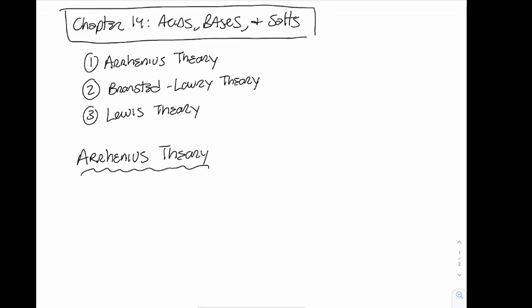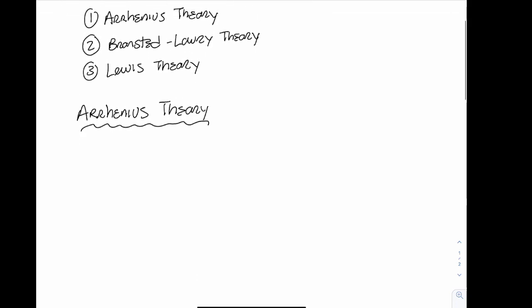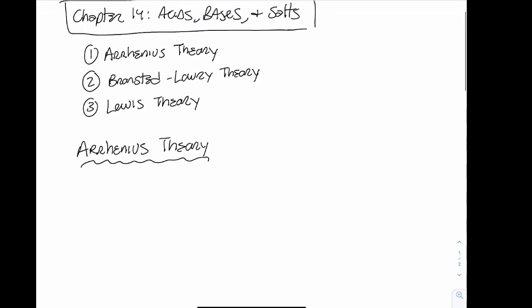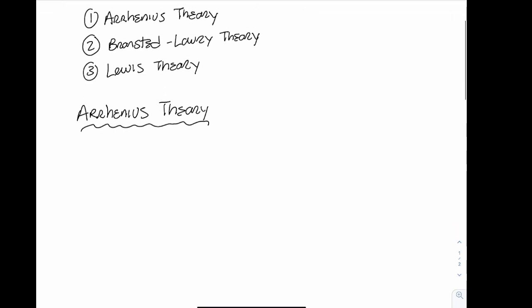So again, this is a very limiting theory. A lot of things that could be Bronsted-Lowry acids are not actually Arrhenius acids. For this one, an acid is something that's going to ionize in aqueous solution, so in water, to produce hydrogen ions. So if you put it in water and it forms ions, and one of those ions is a hydrogen ion, it's considered an Arrhenius acid.